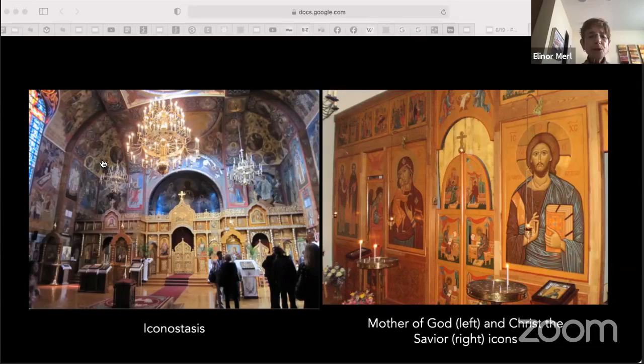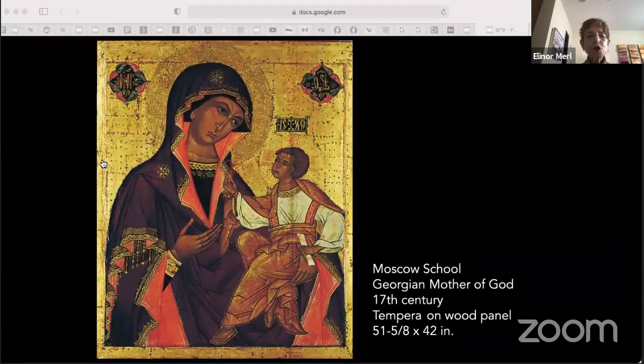We'll next take a look at our Georgian Mother of God icon, also known as the Virgin Hodegetria or Guide, from the 17th century. The Virgin is always known in an icon context as the Mother of God. The icon is painted on wood in the egg-based tempera paint with the gold leaf covering evoking the glories of heaven.